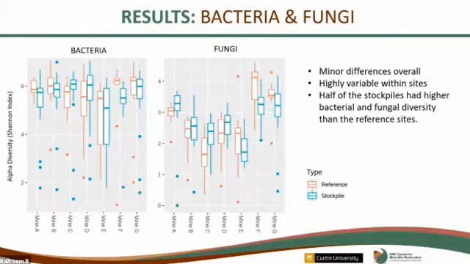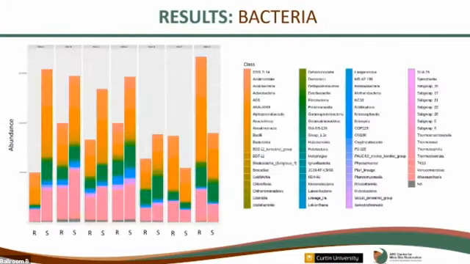When biotic properties, namely soil microbial composition, were assessed, we found minor differences in bacterial and fungal diversity overall. Bacterial diversity was highly variable within sites. Half of the stockpiles had higher fungal diversity than reference sites, and the same is true for bacterial diversity. A wide range of bacterial classes were represented in soil samples, and abundance of the different classes varied across mine sites, as well as between stockpiled and reference soils.